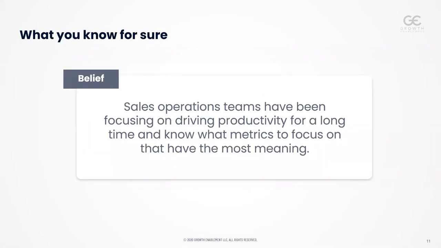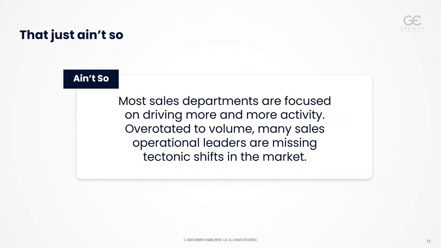So the next belief that we want to tackle is: what you know for sure is that sales operations teams have been focusing on driving productivity for a long time. They know what metrics to focus on that have the most meaning and the most levers. Well, that just ain't so. Most sales departments are over-rotated or heavily focused on driving activity. So when we talk about productivity for most sales organizations, it's the activity of doing more stuff in less time. It's the stuff and the activity that's the focus.